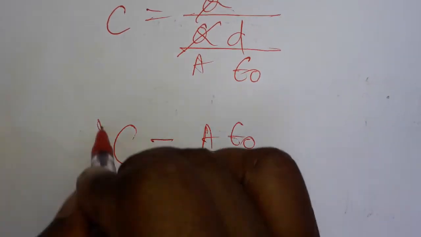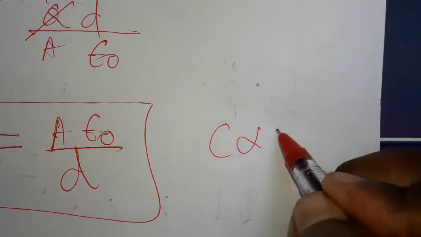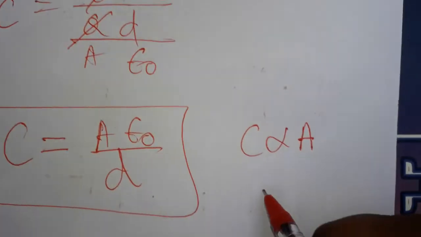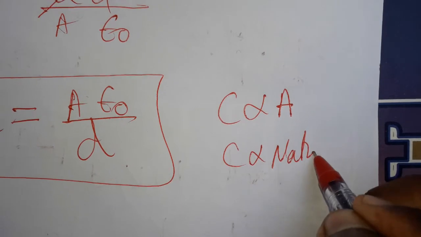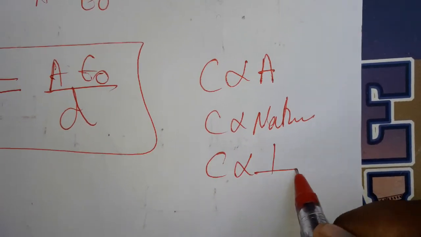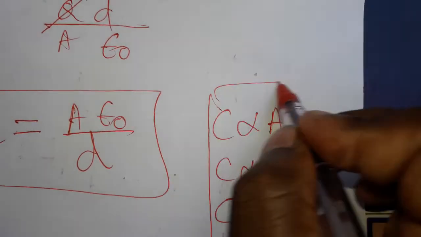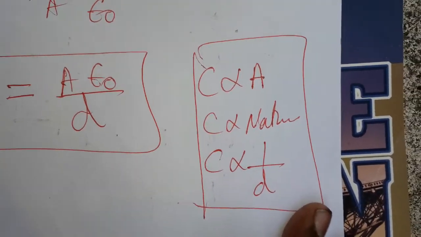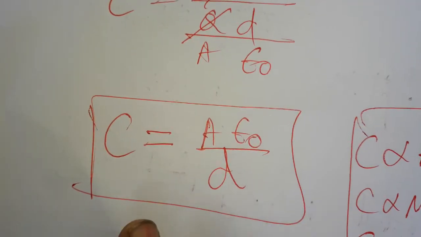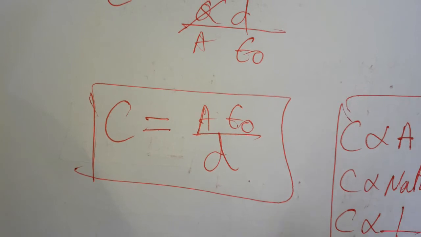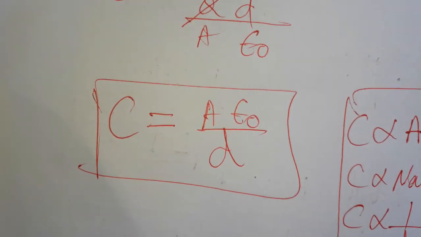The factors affecting the capacitance: C is directly proportional to A, and C is directly proportional to the nature of the material, and C is inversely proportional to the distance between the two plates. So today we learned what the electric field between the two parallel plate capacitor is, and what the capacitance of the capacitor between the two parallel plates is. Thank you.